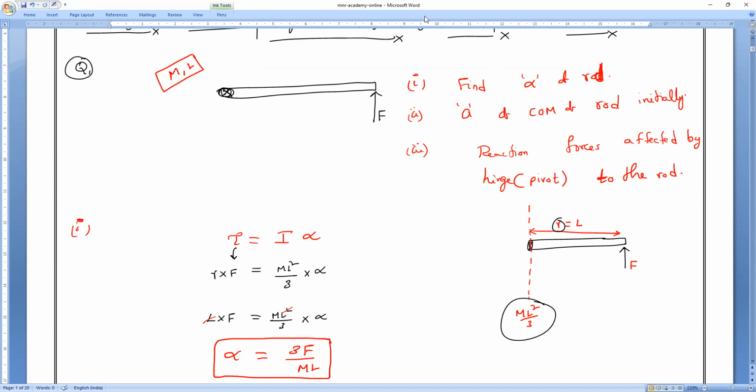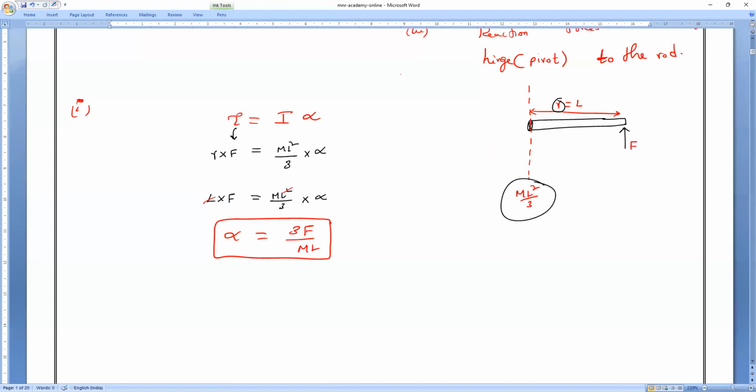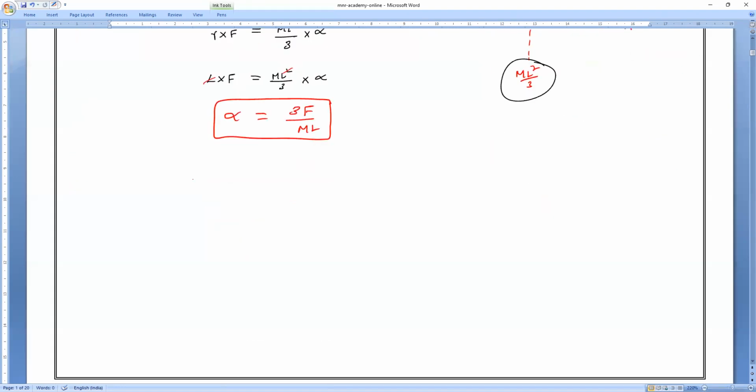Now, you have to be very smart here. All of you observe. Now they are asking, the next one is what? The acceleration of the COM of the rod initially. Imagine that if a force is applied on this rod, it will keep on making circular motion only. Am I right or wrong, everybody? Will you all agree with me? Please respond, guys.